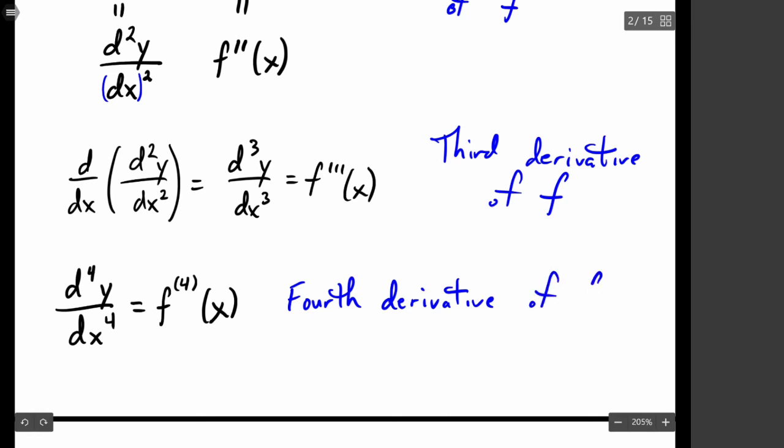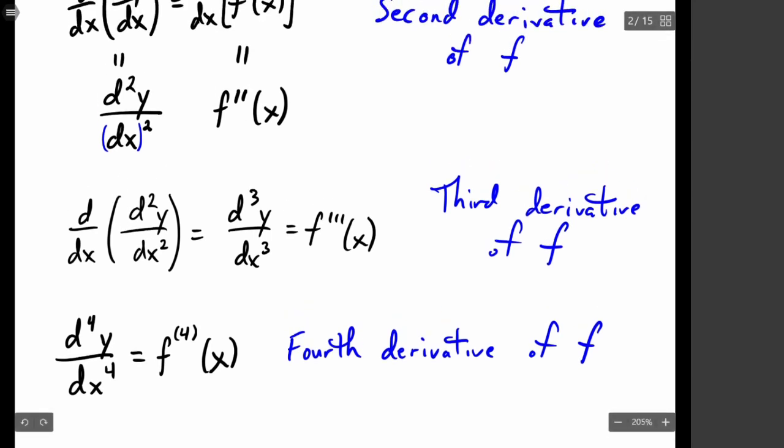This here is the fourth derivative of f. And then at this point, this notation doesn't really change anymore. These 4s just keep going up as we get higher and higher derivatives. This 4 inside the parentheses just keeps going up, to a 5 for the 5th derivative, to a 10 for the 10th derivative, and so on. So hopefully that makes sense and gives you a nice introduction to some of the notation here. And we'll look at some applications coming up.